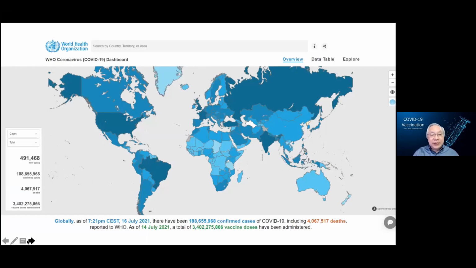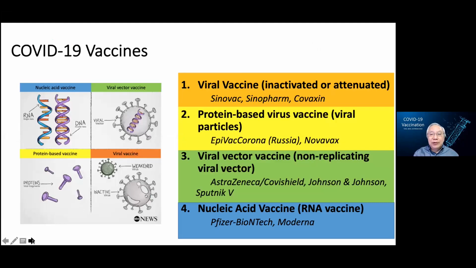To date, yesterday there were almost 500,000 new cases, with confirmed cases of about 188 million and about 4 million deaths. But the good news is that about 3.4 billion doses of the vaccine have been given. So to start with, I'm sure you know there are 4 different basic types of vaccine.